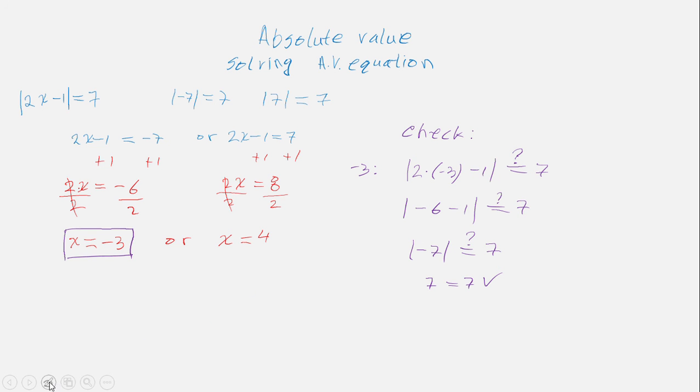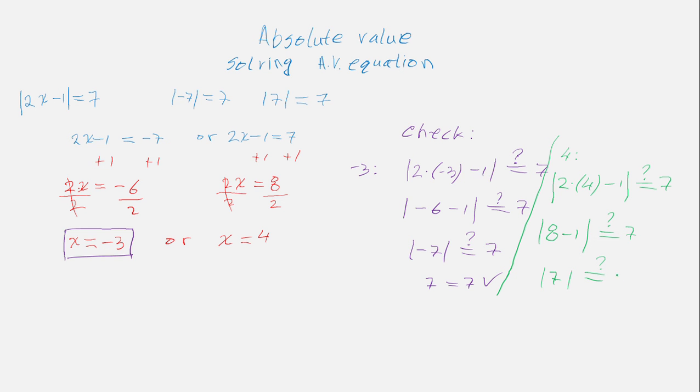Let's now check with the other one, with 4. So this was with negative 3. Let's do it with 4. So this is going to be absolute value of 2 times 4 minus 1, and we are checking if it's equal to 7. Absolute value of 2 times 4 is 8, minus 1. 8 minus 1 is 7, so we have absolute value of 7.